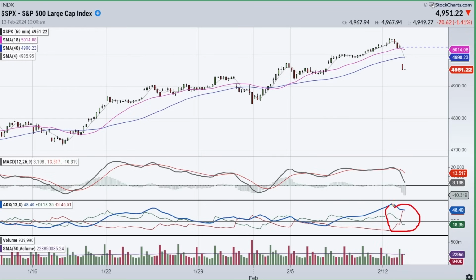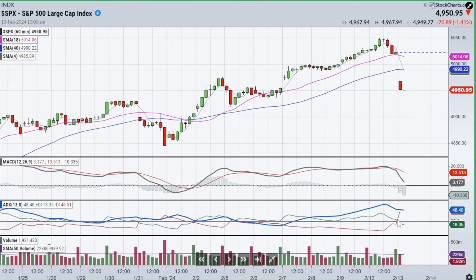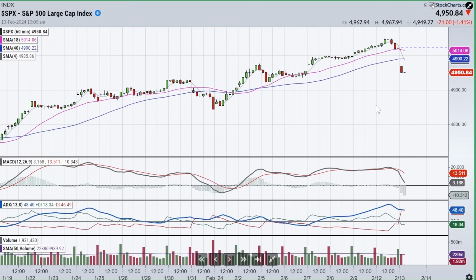We do have some, the red line here is the strength of the sellers, and that has broken above the green DI. So that's the first time that's happened in quite some time here. I think it's worth noting, but the MACD is still above the zero line.